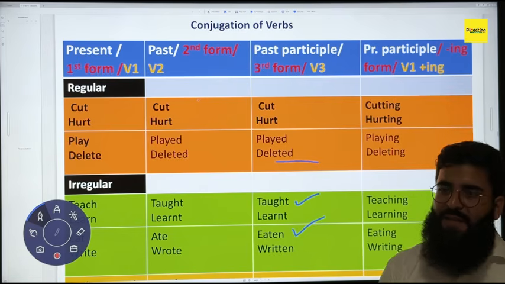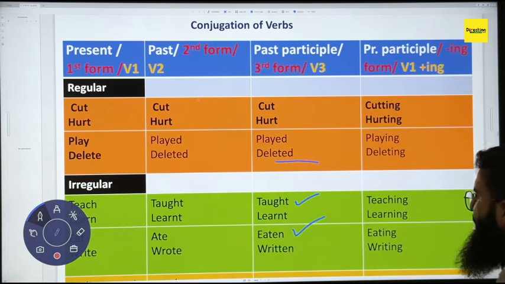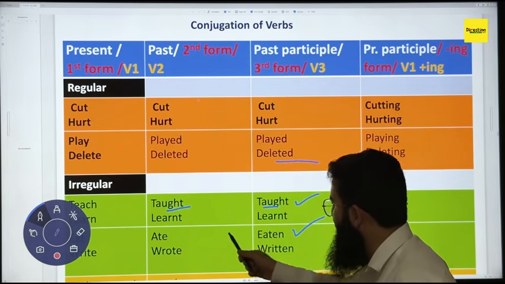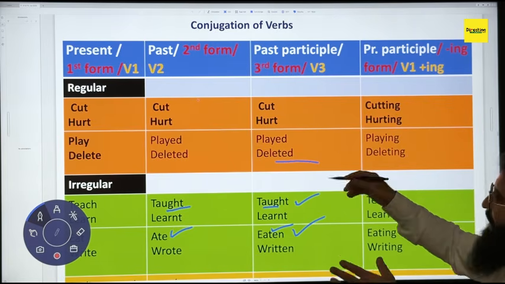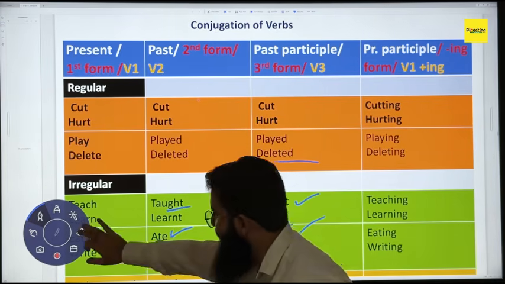Like eat, ate, eaten, eating. Drive, drove, driven, driving. Catch, caught, catching. These 2 are same here. These 2 are different here. Write, wrote, written. So regular, irregular. Hope this is clear.